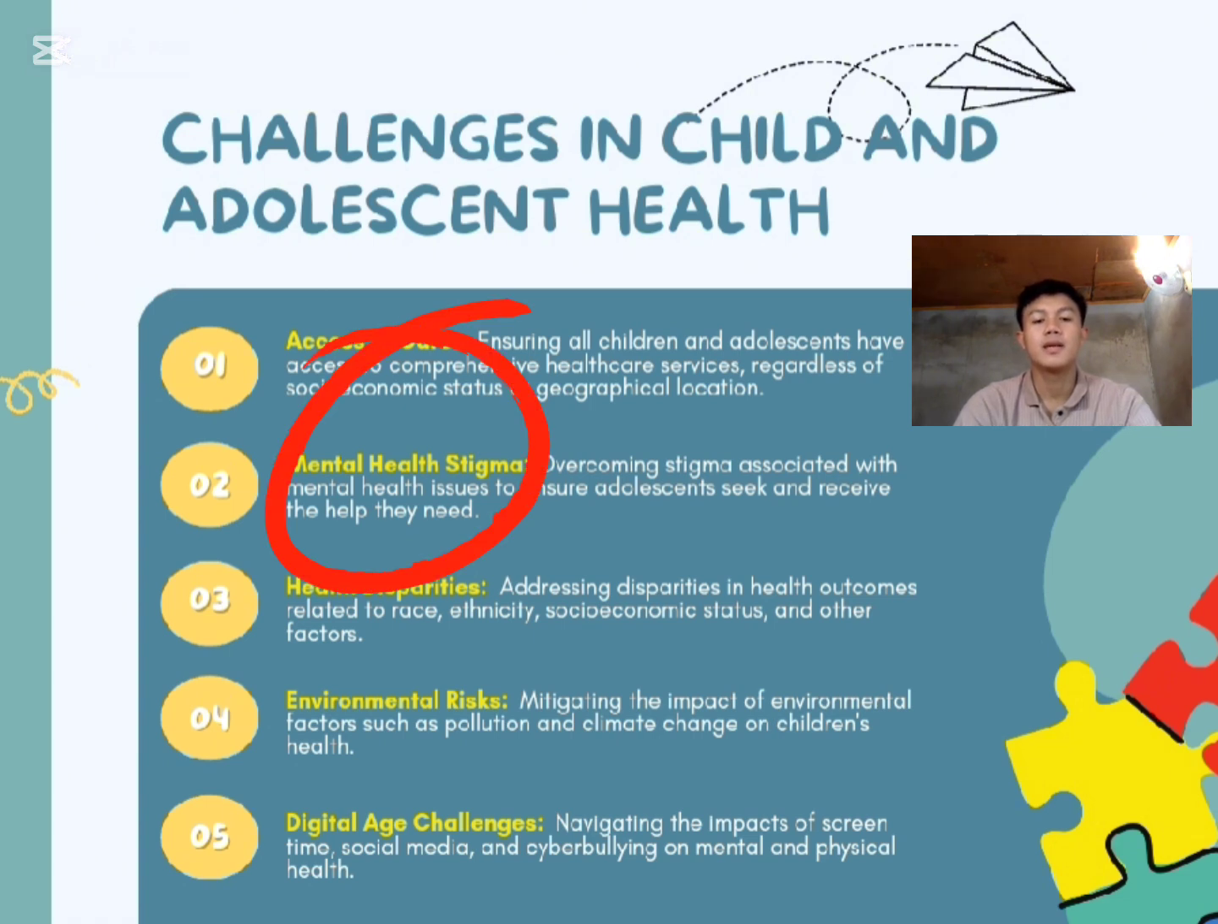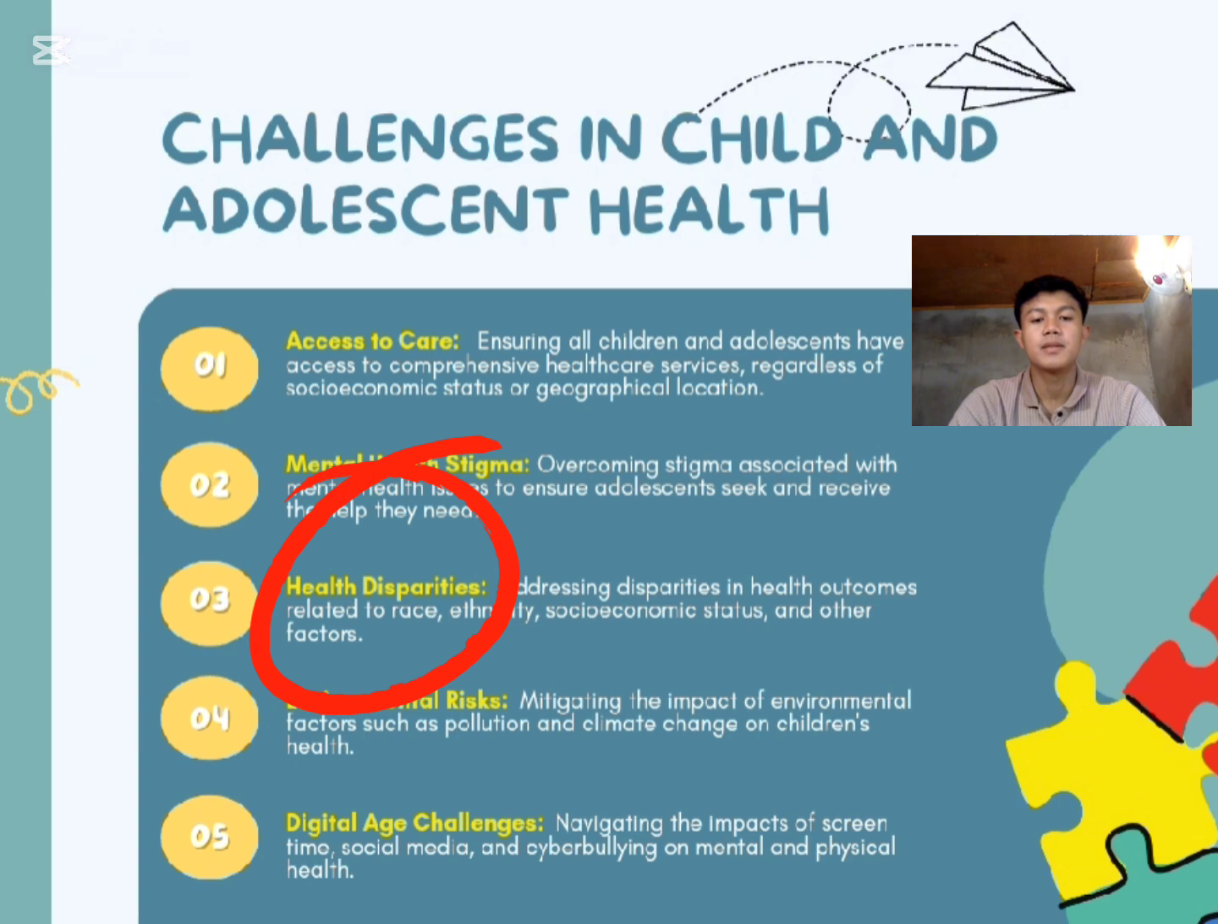Second is mental health stigma: overcoming stigma associated with mental health issues to ensure adolescents seek and receive the help they need. Persistent societal stigma discourages young people from seeking help for psychological issues like anxiety or depression, worsening mental health outcomes.